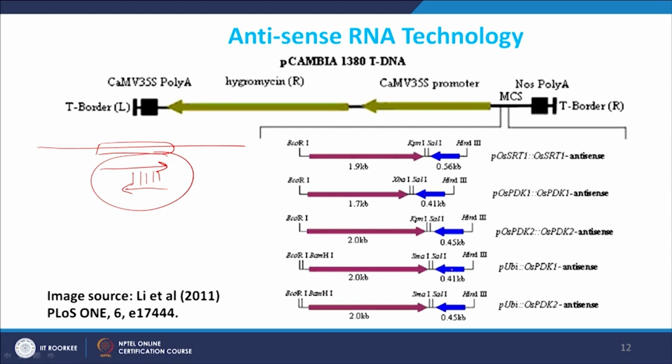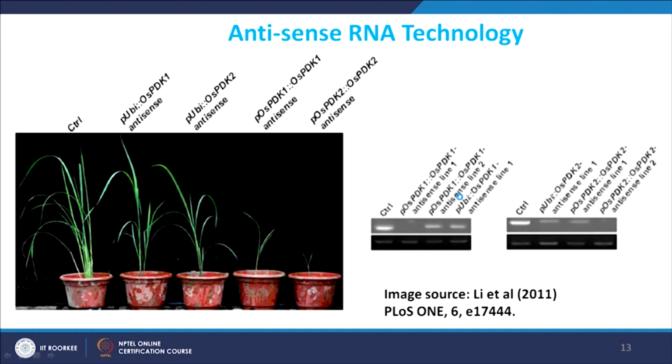This is one example where a few genes have been targeted through antisense RNA. You can see this is the promoter, and the gene specific region has been cloned in the antisense orientation. And when you drive these genes, you can suppress the endogenous gene using this method. As you can see the phenotype, this is control. When the genes have been suppressed, there are a lot of developmental defects, and when you check the RNA level or the transcript level, you can clearly see that as compared to controls, in these antisense lines there is a significant reduction of the transcript level.